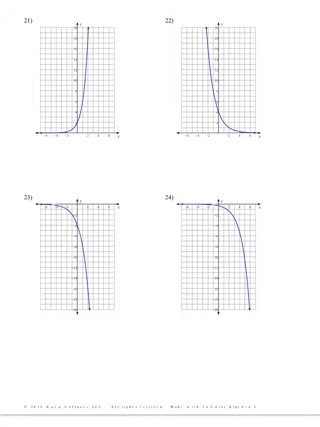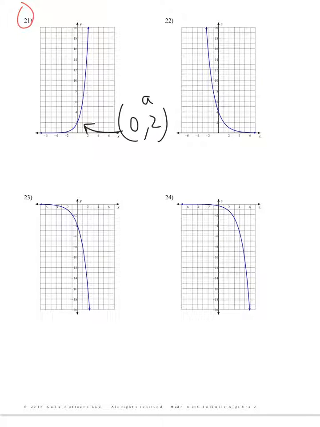Okay, we did one that was exponential decay. Now let's look at 21 here. This is an exponential growth graph because it's growing as we go left to right. We want to pick our 2 points. So I'm going to pick my A value or my y-intercept, which is (0, 2). And remember that 2 is going to be A. And then I've got to find another point.